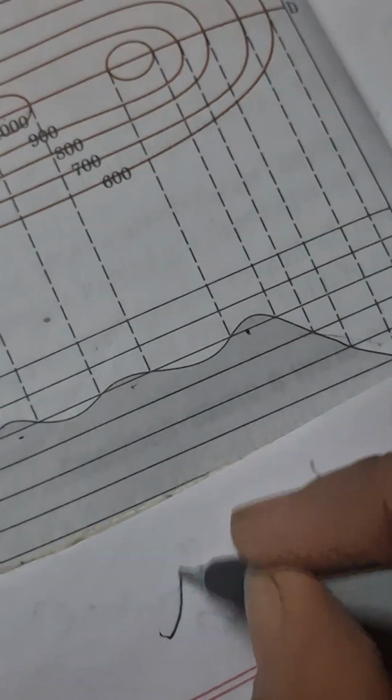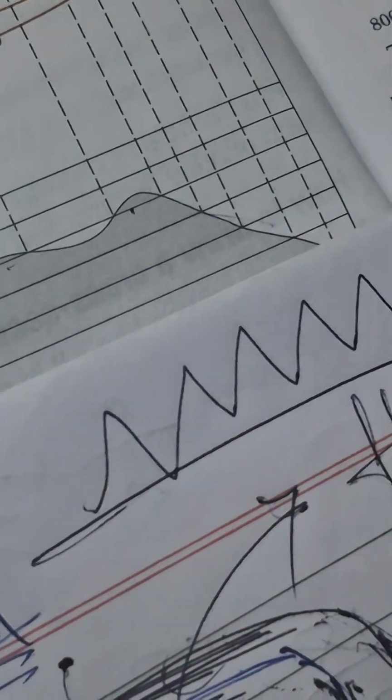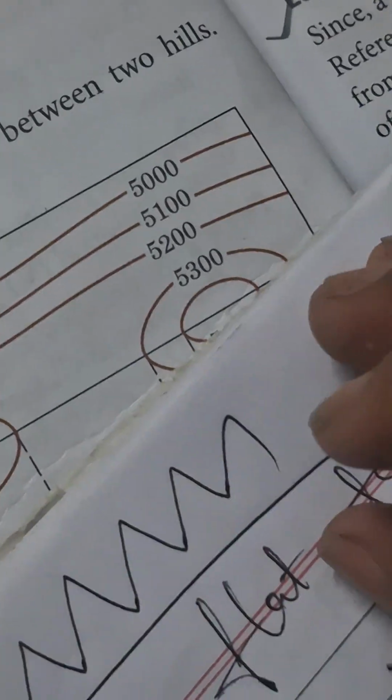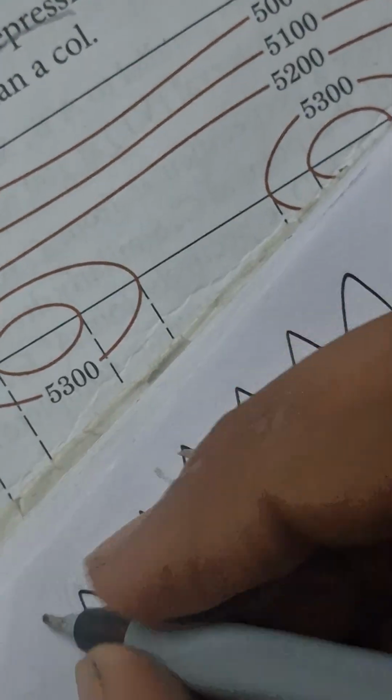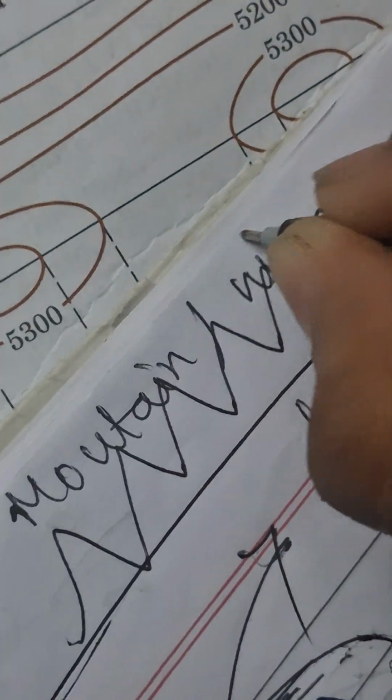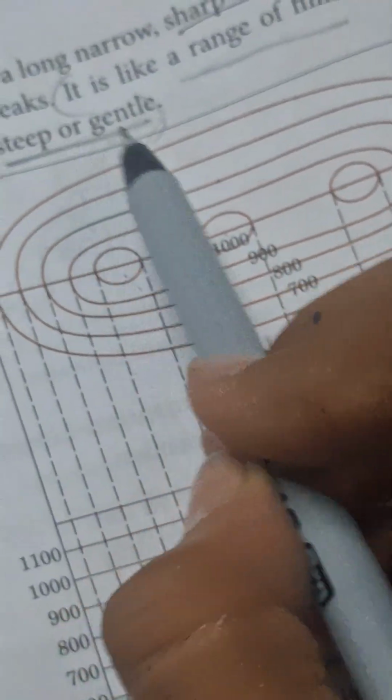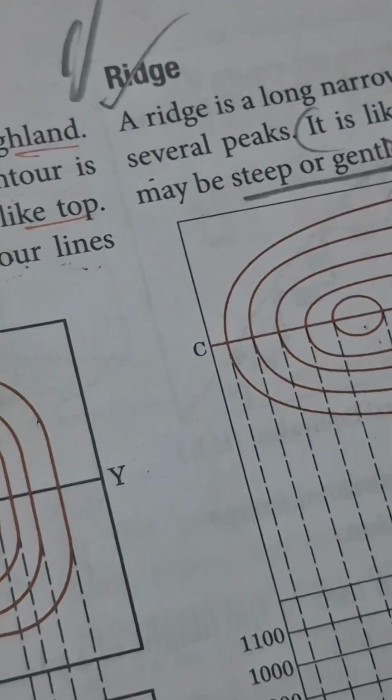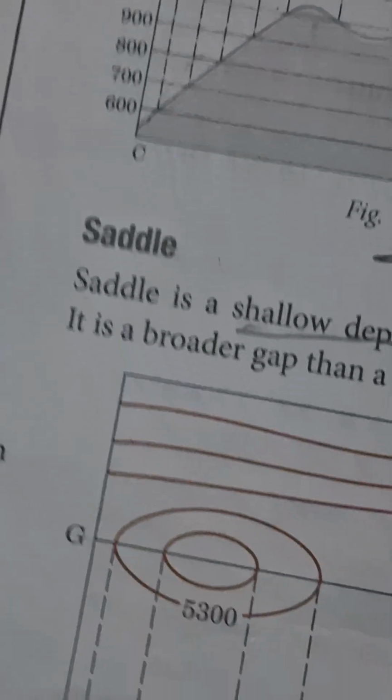A range of hills means this one. These are the range, meaning continuous mountains or hills. Now the slope may be steep or gentle. So this is the ridge. And now the saddle.